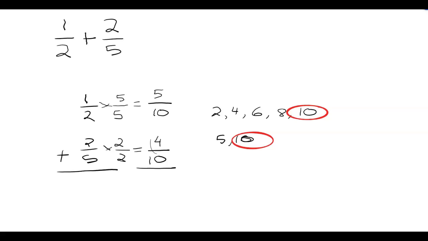So once the denominators are the same, you can simply add the numerators. 5 plus 4 is 9. And our denominator stays the same. 9 tenths. So this is how you add and subtract fractions with unlike denominators by using some skip counting to find a common denominator and then adding or subtracting.